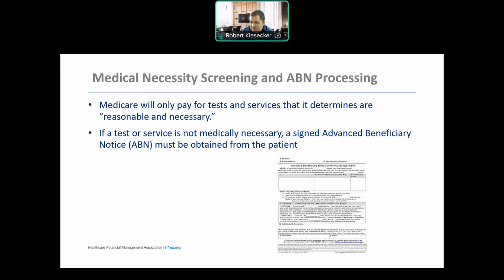The purpose of an ABN is to give the patients advance notice that Medicare may not pay for the tests or services ordered and the associated costs, which will be billed to the patient. The ABN must be issued to the patient before providing services related to the ABN. Generic, routine, or blanket ABNs are not acceptable except in cases such as frequency limitations where all patients are at risk.